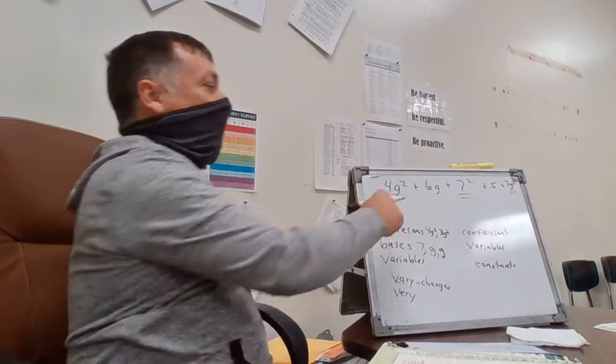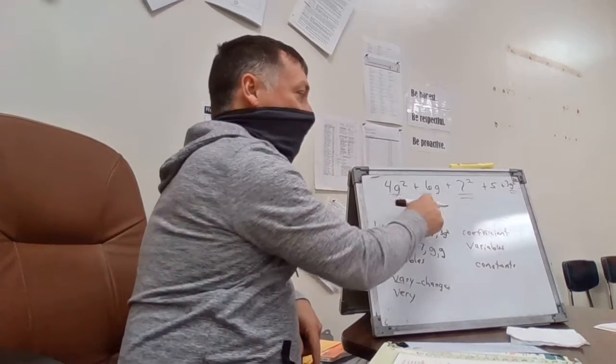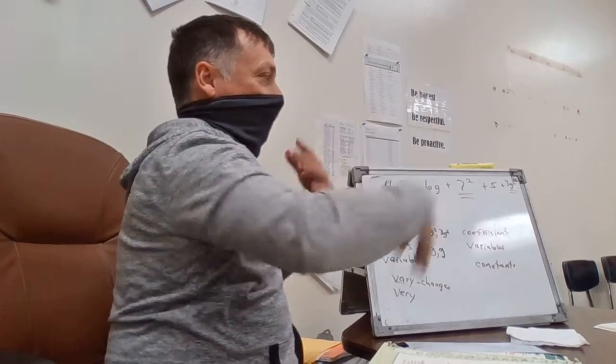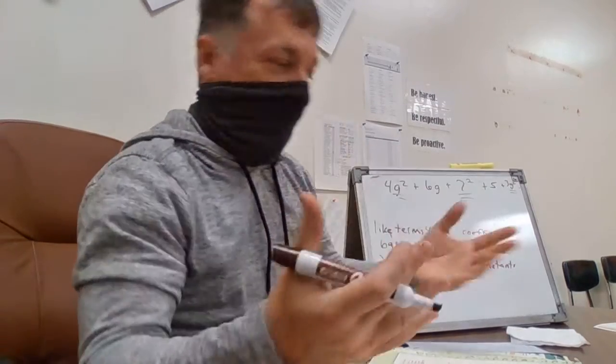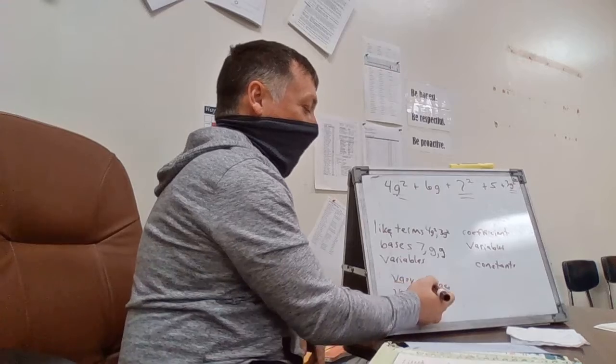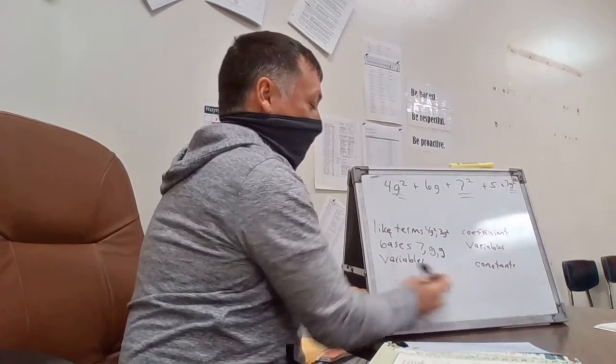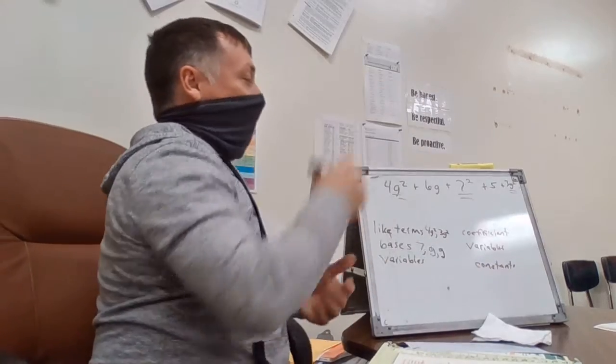Okay, so we don't know what g is, do we? We don't know what g is. It could be subject to change. It depends on what a word problem says it's going to be. So the word variable, root word is vary. It means to change. Okay, so what are my variables?